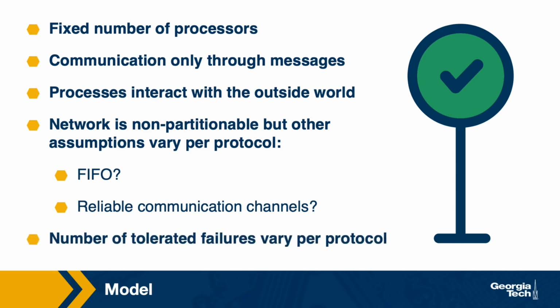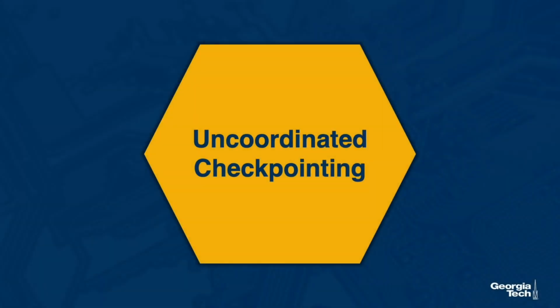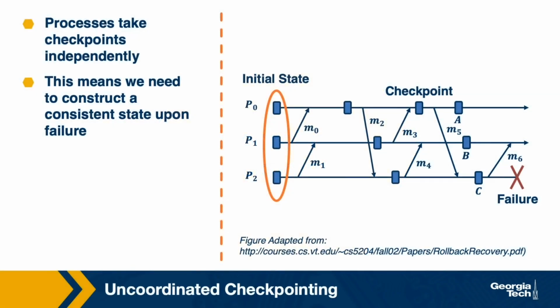In addition, the protocols that we will discuss will also vary based on the number of failures that they can tolerate. The first approach is the uncoordinated approach. In this approach, processes take checkpoints independently. If there is a failure, it is important to recover the system in a consistent state. And for this execution here, it means P2, the node which has failed, will have to roll back to some consistent state. The nearest checkpoint is C.